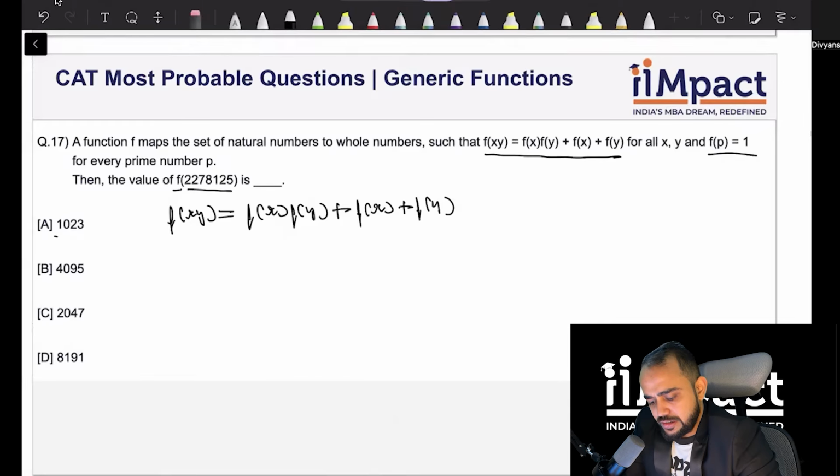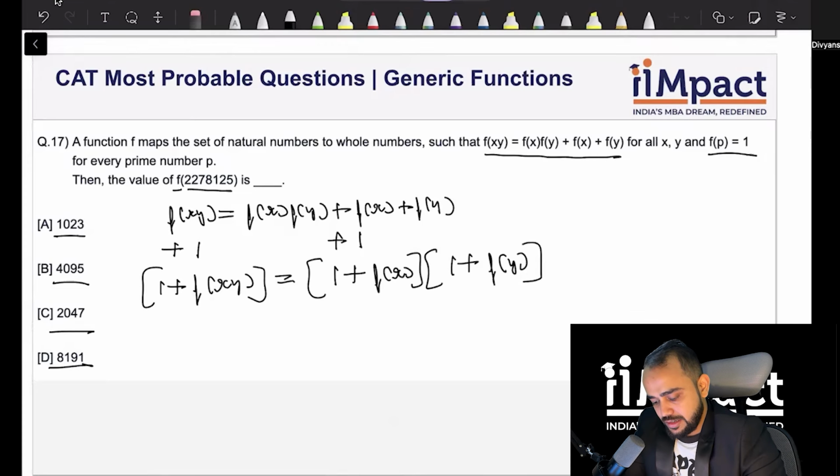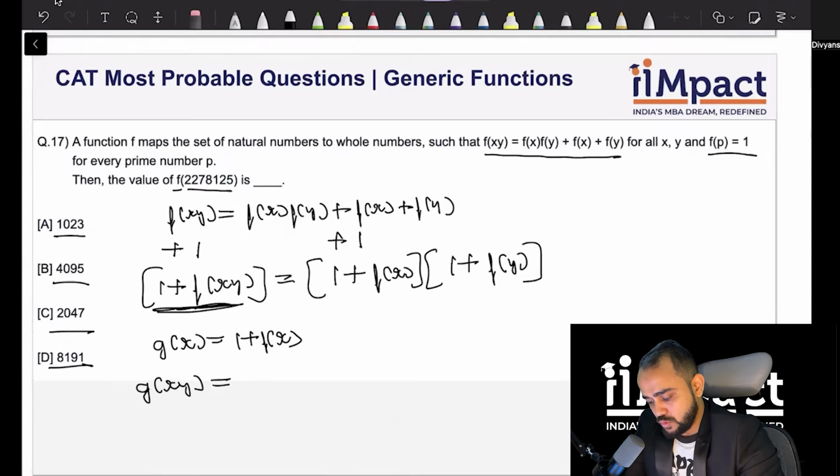The observation is clear. All these options are 2 to the power something minus 1. So I will now try to think in that direction. One good approach in these sort of questions is adding plus 1 on both sides, which will make this 1 plus f of xy is equal to 1 plus f of x into 1 plus f of y. Now I can define g of x as 1 plus f of x, which will make this entire thing g of xy is equal to g of x into g of y.